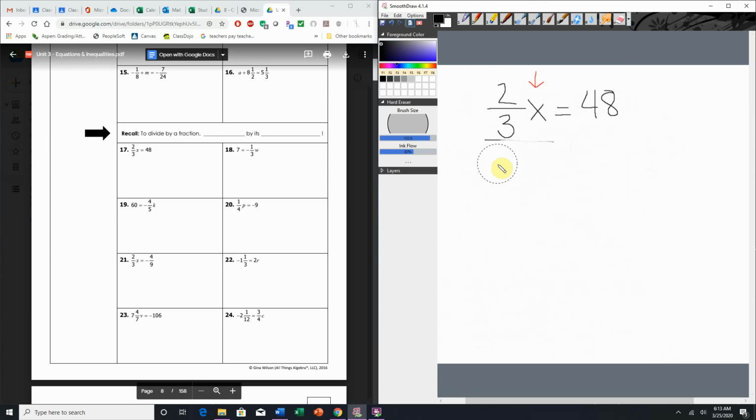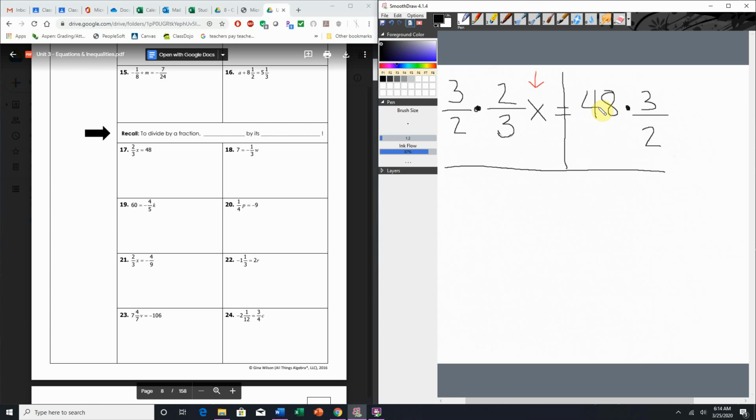So let's erase that. We're going to multiply by its reciprocal. So if we flip this, the reciprocal is just a fancy way of saying flipping. So we're going to have 3 over 2. Okay? Draw our balance. And whatever we do on one side, we have to do on the other. So we're going to multiply by 3 over 2.